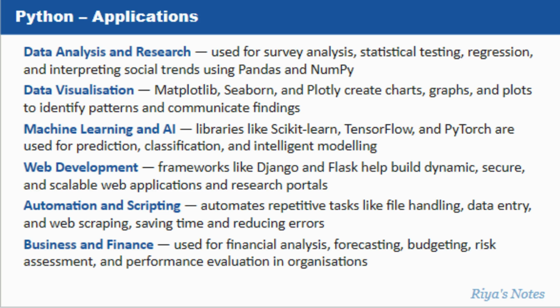Web development, frameworks like Django and Flask help build dynamic, secure, and scalable web applications and research portals. Automation and scripting automates repetitive tasks like file handling, data entry, and web scraping, saving time and reducing errors. Business and finance, used for financial analysis, forecasting, budgeting, risk assessment, and performance evaluation in organizations.